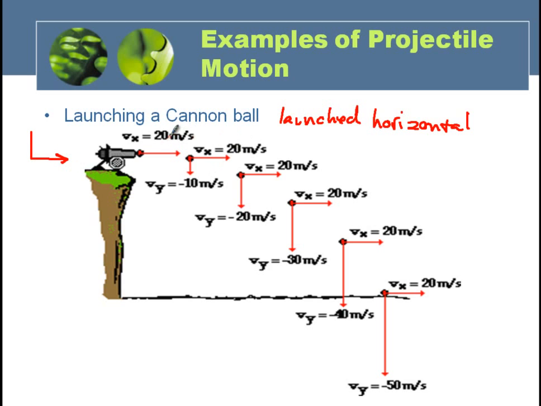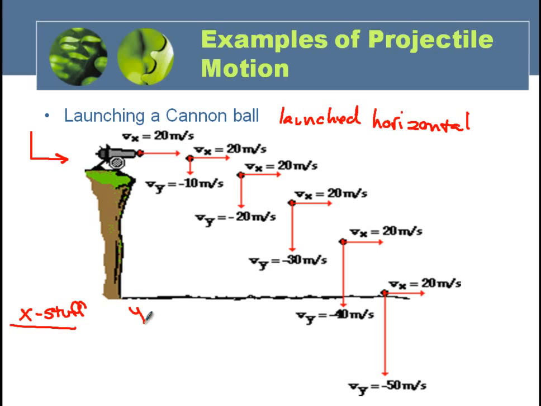So when we're doing these problems, notice how the velocity in the x direction is 20 meters per second the entire time. But the velocity in the y direction increases by 10 meters per second after every second because gravity is pulling it down at roughly 10. So if something is launched horizontally, you're going to want to find all the x stuff and y stuff independent of each other.